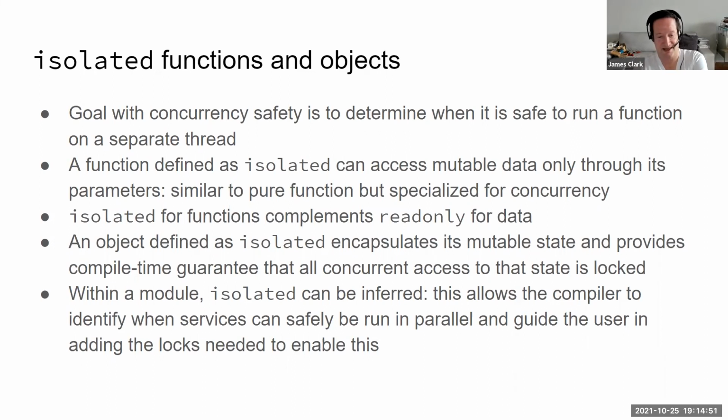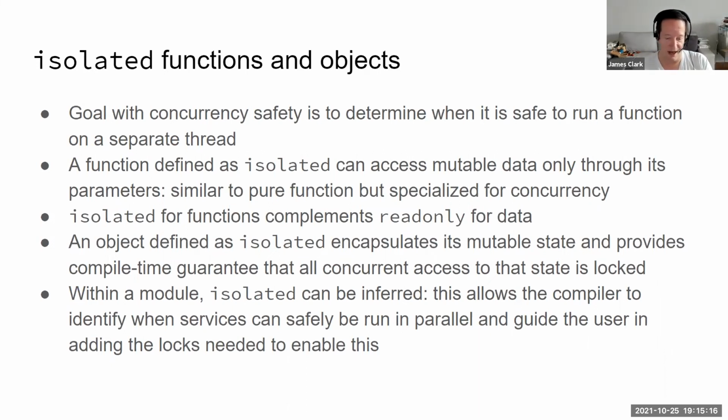So isolated gives you some constraints about when you call this function, how can it mutate data? The reason it's isolated is that it will only access mutable data through parameters that you provided. You can constrain it not to access mutable data by providing it with appropriate parameters.